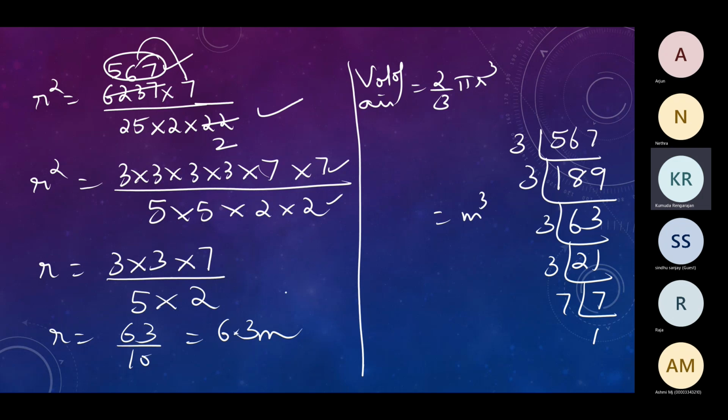The second part is to find the volume of air in the dome. 2 by 3 pi r cubed. Okay, the next is the ninth one.